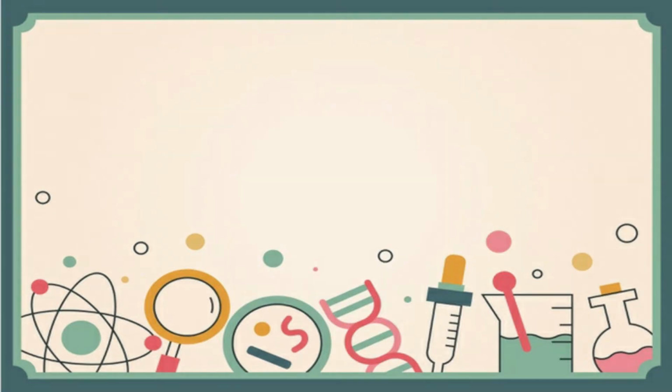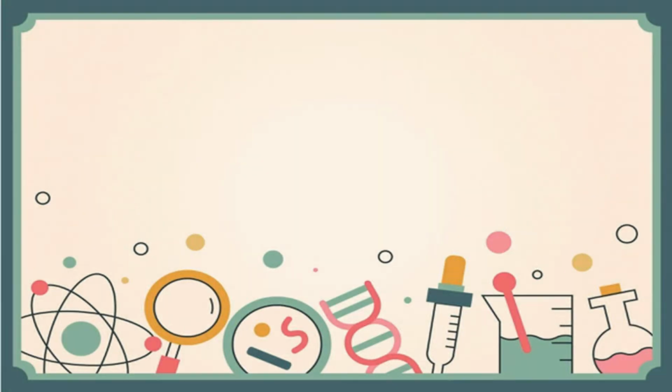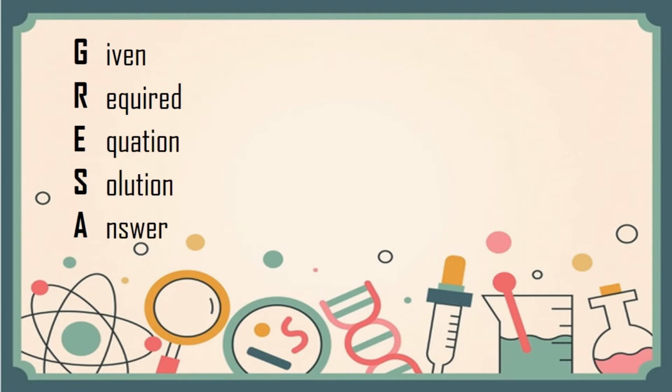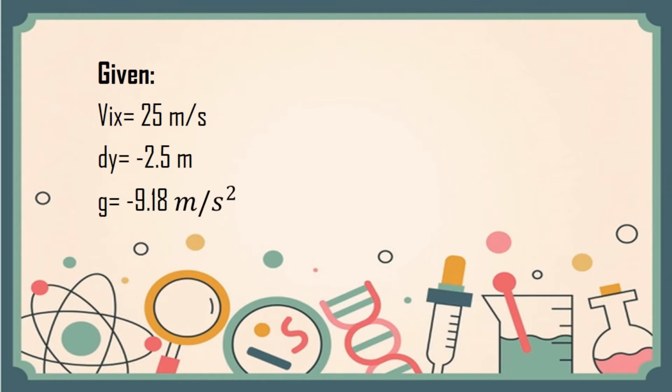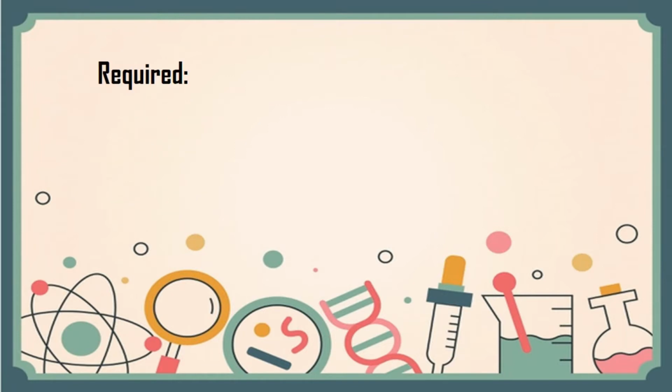In this problem, let us do this step by step, using the GRESA method, which stands for given, required, equation, solution, and answer. Let's start. First is the given. Vix is equal to 20 meters per second, dy is equal to negative 1.25 meters, g is equal to negative 9.8 meters per second squared. Let's do the required, which is time and range.